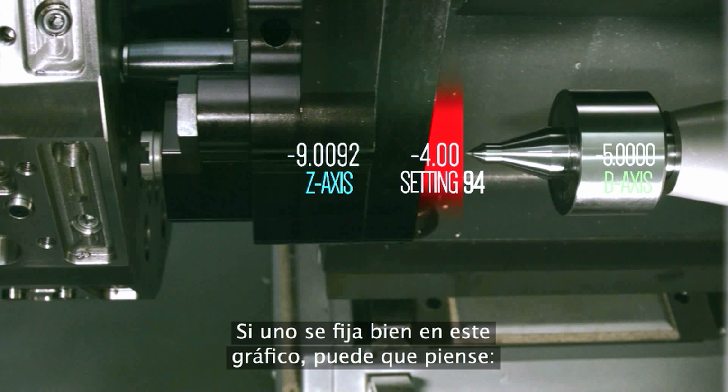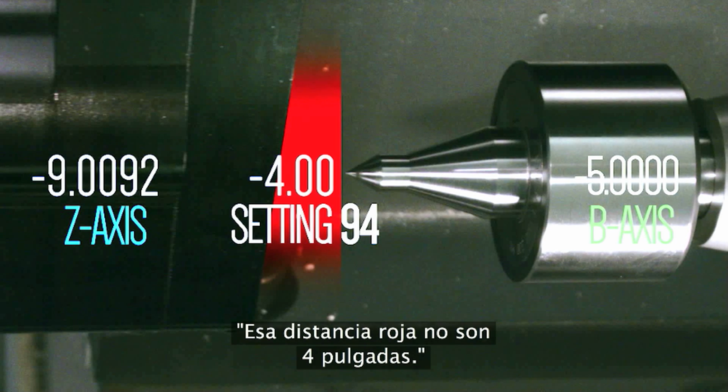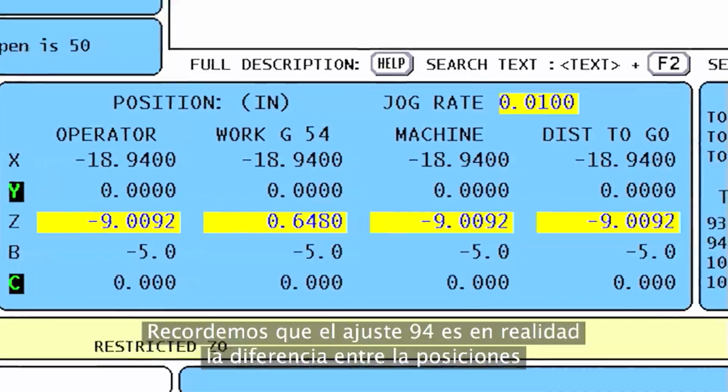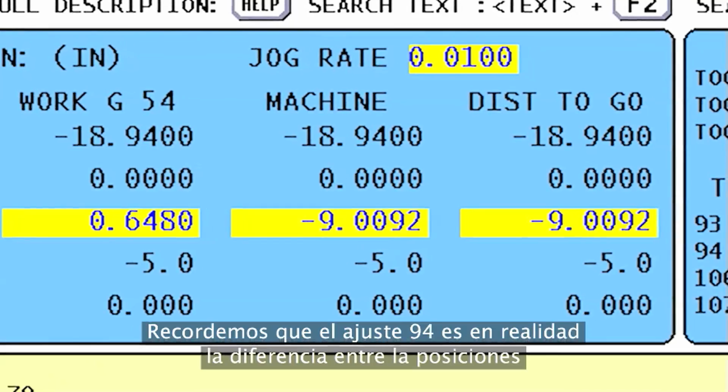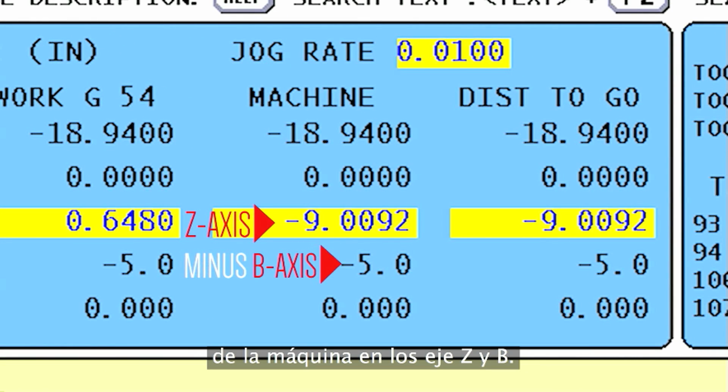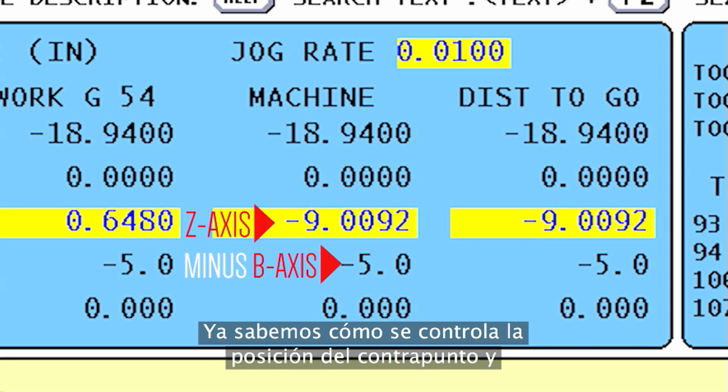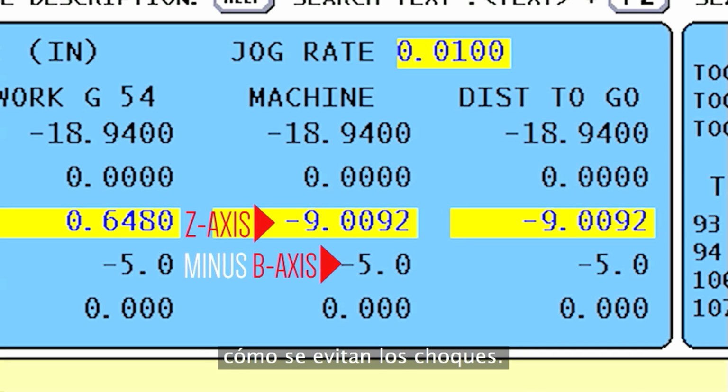When you take a closer look at this graphic, you might say, well, that red distance is obviously not 4 inches. Remember, setting 94 is actually the difference between the z-axis and the b-axis machine positions. So we know how to control the tailstock's position and protect it from crashing. We're ready to clamp our part.